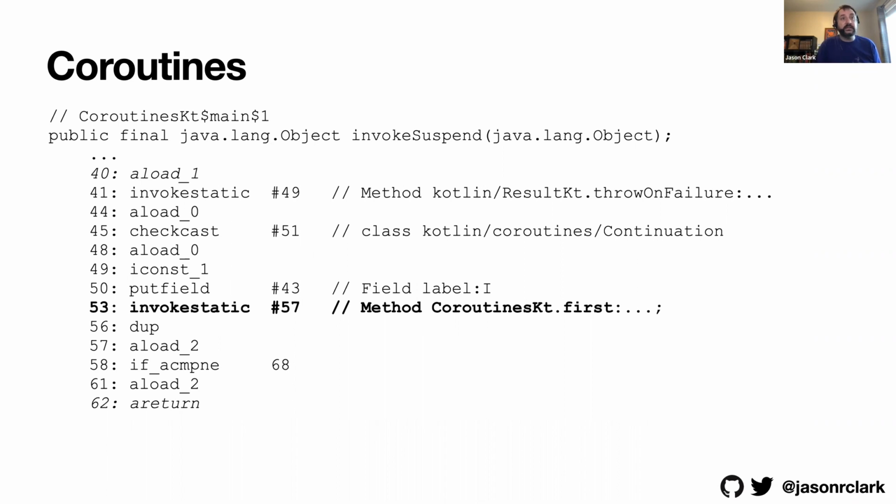Now, interestingly, right before it does that, it changes that I field to increment it to the next location. So it puts 1 into that to say, okay, I'm done with doing the first section. Go to the next time that you're called. And so it saves that value, invokes first, and then it just returns back from this invoke suspend.